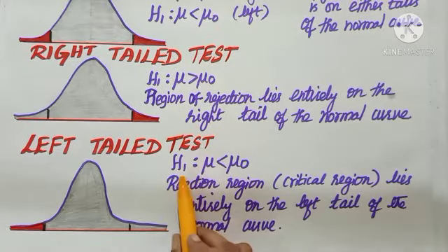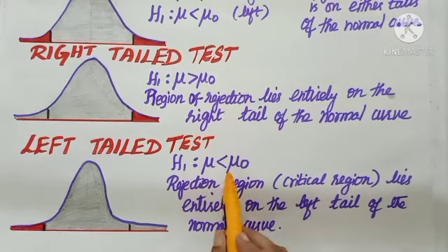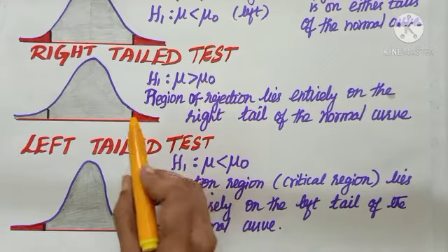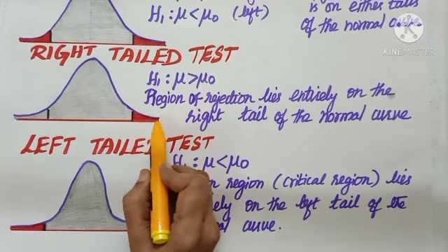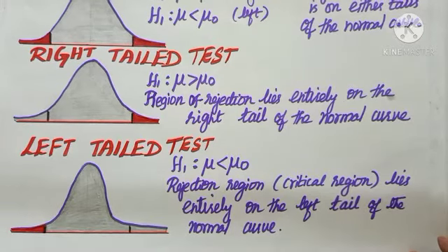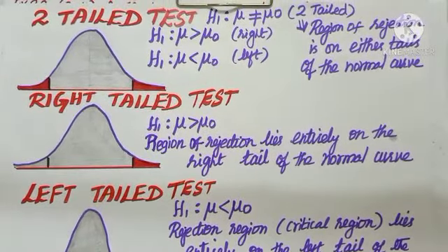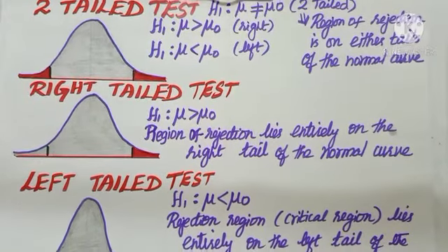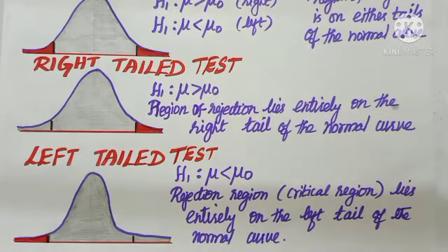Left-tailed test, H1 colon mu less than mu naught. We have the rejection region, or in other words the critical region, lying only on the left tail of the normal curve. So right-tailed, we see the right end alone, left-tailed, we see only the left alone, and when it is a two-tailed test, I have both the ends. Let us do the exercise problems and understand these concepts well.